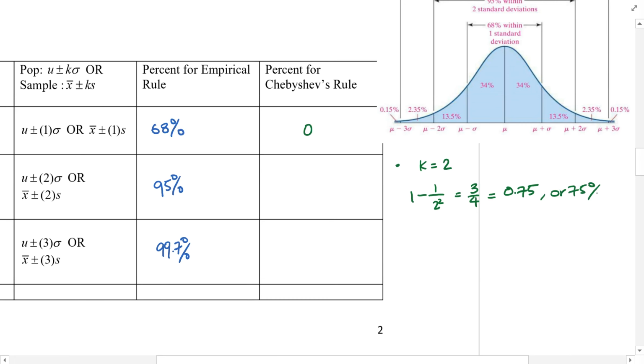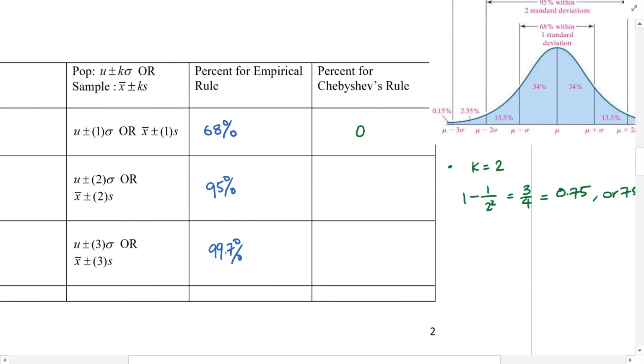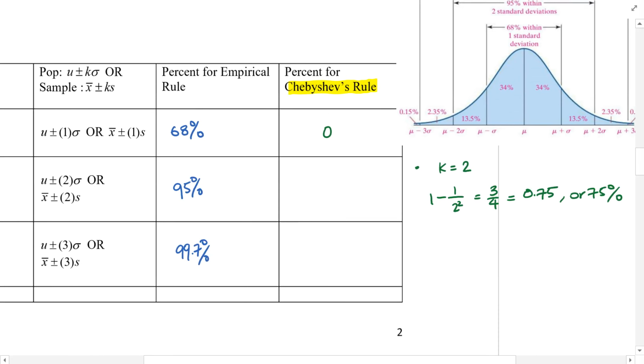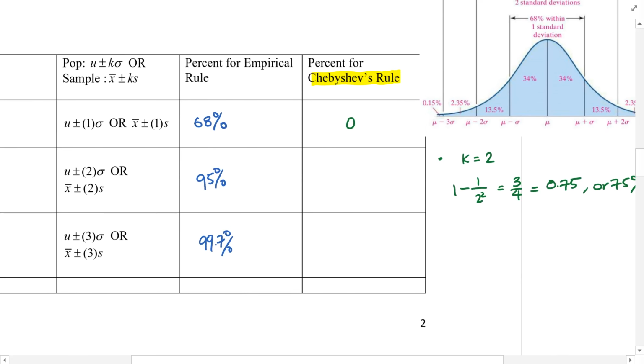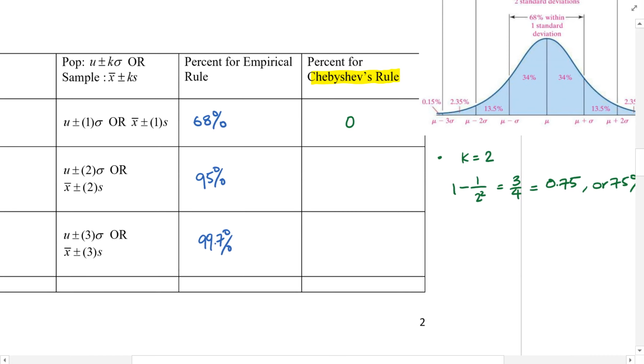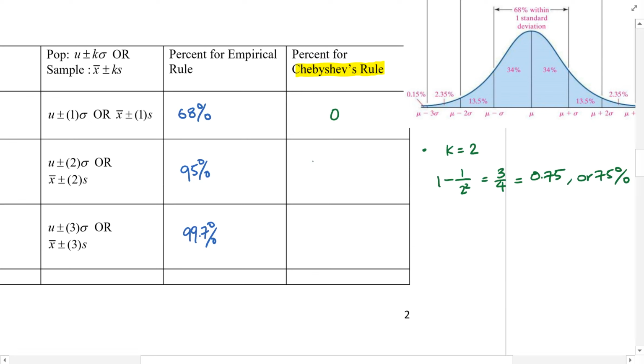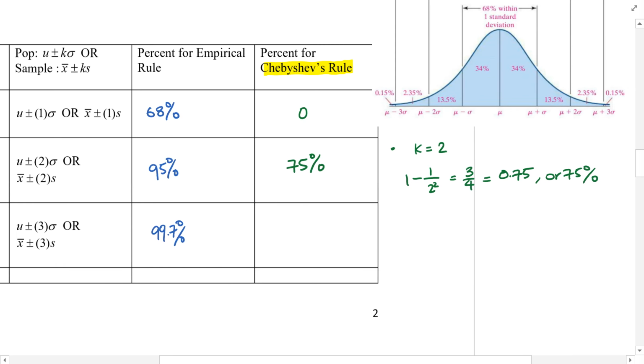Right. So I can say by Chebyshev's rule, I can say at least 75% of data will be within 2 standard deviations of the mean. Right. So that will be 75%. Well, let's calculate for 3 standard deviations. And similarly, I can do the same thing.